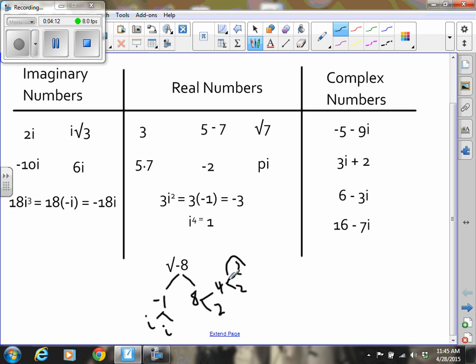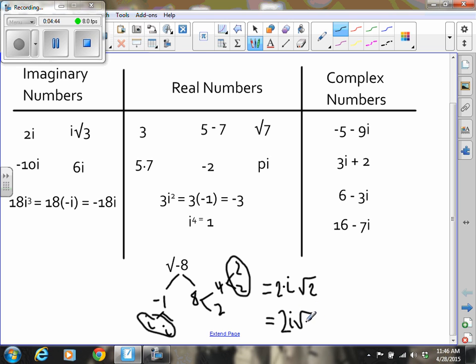I got a pair of 2's. I got a pair of i's. Remember, my pairs come out front of my radical. So this would become 2 times i out front. And the only guy that didn't have a pair would stay underneath, which would give me the square root of 2. So this is 2i root 2.